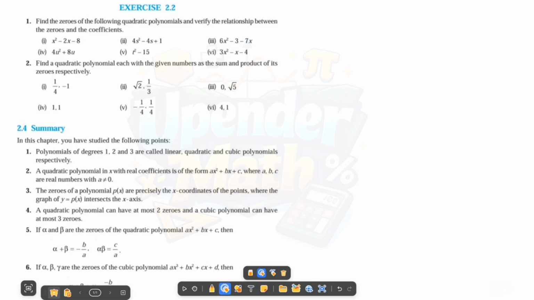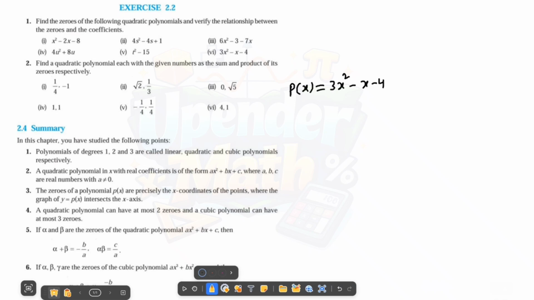Next, the sixth problem: 3x² - x - 4. We have to find its zeros and verify the relationship between the zeros. Here the variable is x. So P(x) = 3x² - x - 4.